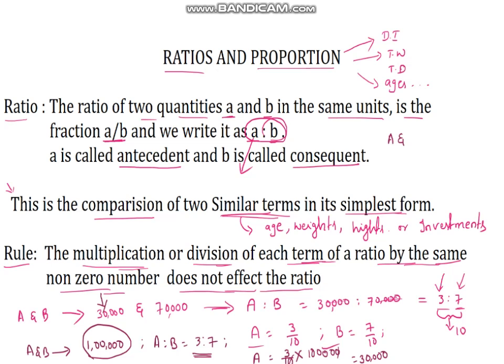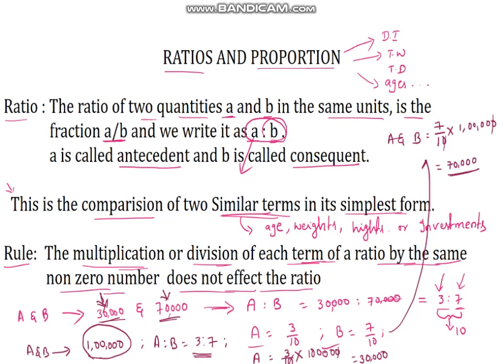Similarly for B, what is B's share? 7 parts. So 7 by 10 into the total amount, 1 lakh. Here the zeros will get cancelled. 70,000. The individual investment of B is 70,000. So see here, friends, we get this. For understanding purposes, I am taking the same ratio and the same amount.